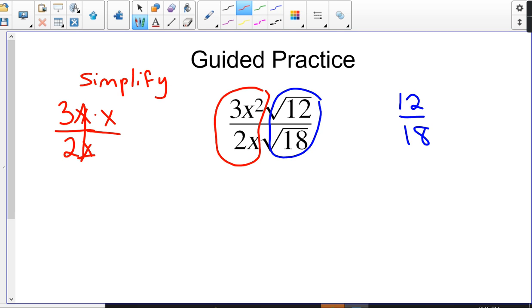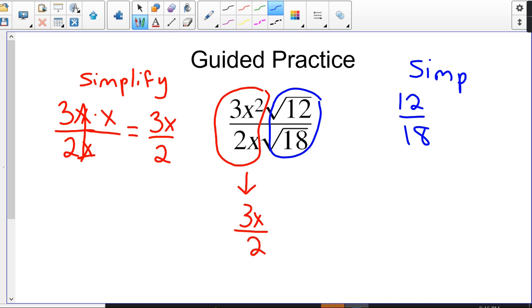That canceled out. So what am I left with? Well, I still have 3 times x on the top. That's 3x. And on the bottom, all I have is 2. So I'm going to go ahead and rewrite this part, the outside part, as 3x over 2. That's what I got when I simplified it. Then I want to simplify the stuff that was inside the radical.